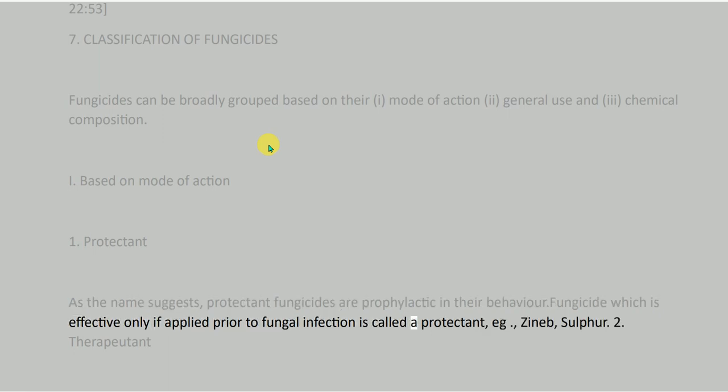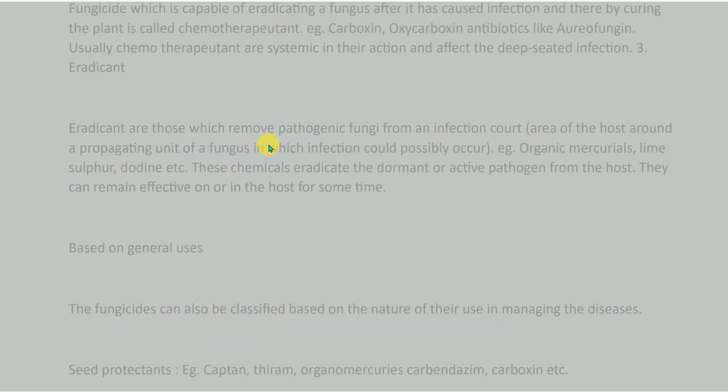2. Therapeutant. A fungicide which is capable of eradicating a fungus after it has caused infection and thereby curing the plant is called a chemotherapeutant, e.g. carboxin, oxycarboxin, antibiotics like aureofungin. Usually chemotherapeutants are systemic in their action and affect the deep-seated infection. 3. Eradicant. Eradicants are those which remove pathogenic fungi from an infection court, the area of the host around a propagating unit of a fungus in which infection could possibly occur, e.g. organic mercurials, lime sulfur, dodine etc. These chemicals eradicate the dormant or active pathogen from the host. They can remain effective on or in the host for some time.